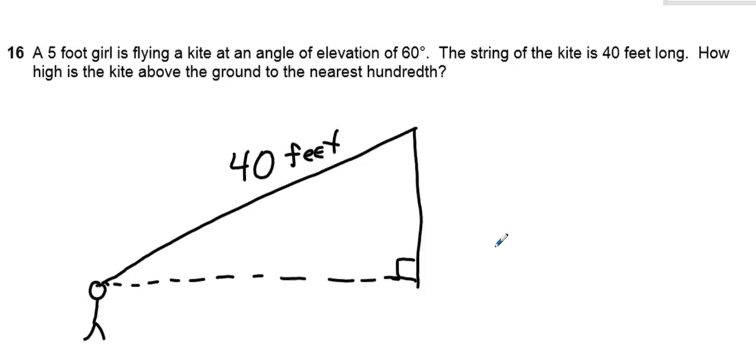The angle of elevation of that kite is 60 degrees, so fill that in with 60 degrees, which means this is 30 degrees, which means we have a 30, 60, 90 if you wanted to make this a little bit easier. It says that the girl is 5 feet tall.